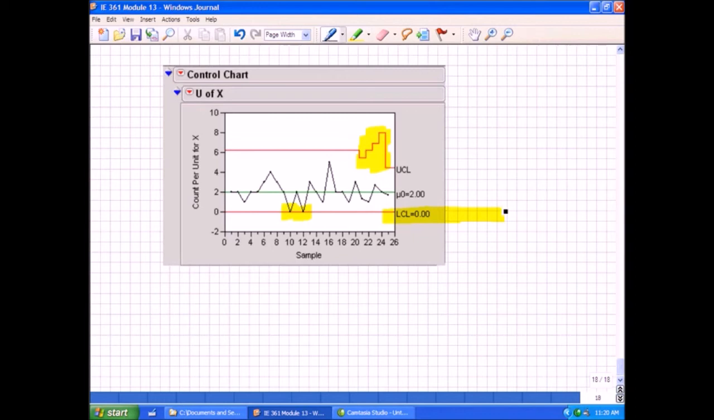So I'd prefer to say that there is no lower control limit in this example. It's perfectly possible to have a positive lower control limit on a U-chart, but not in this particular example.